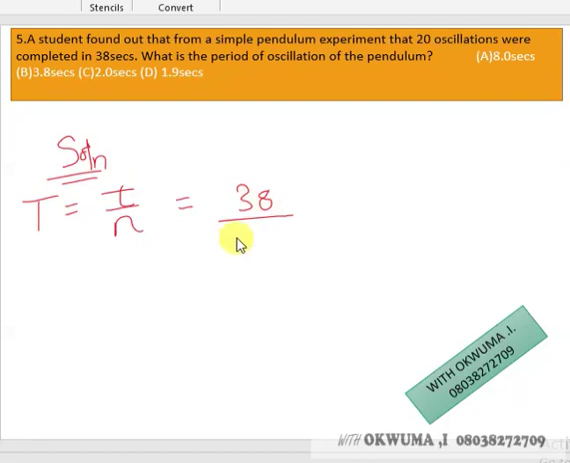Now the number of oscillations is 20. So we have 38 over 20. And that will give us what? 1.9 seconds. And that is option D.